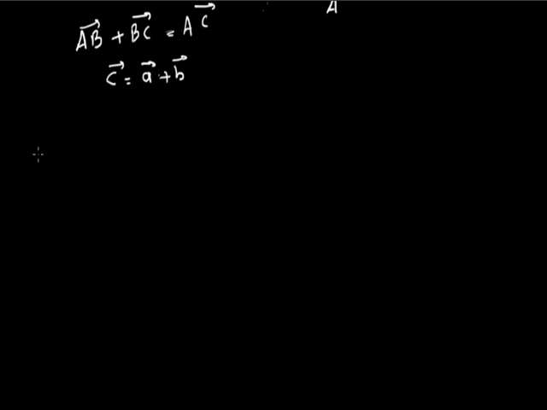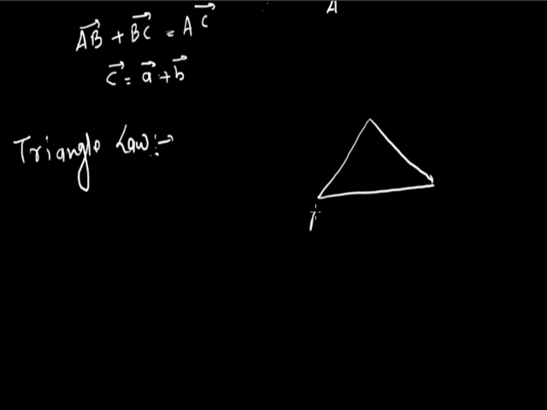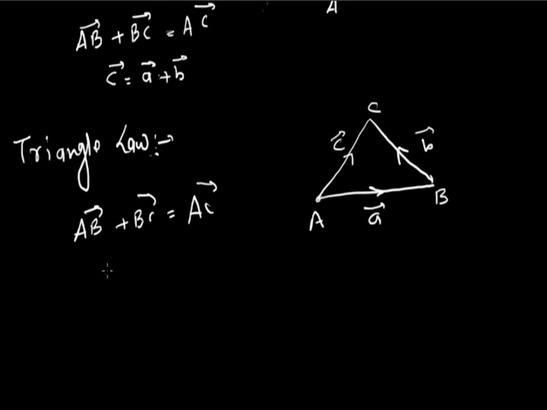Now the triangle law of addition. It's a triangle ABC, and this is the initial point. Start, move A to B, that is a vector, B to C is b vector. Now the displacement is c vector from A to C. So AB vector plus BC vector is equal to the AC vector. So a vector plus b vector is equal to the c vector.